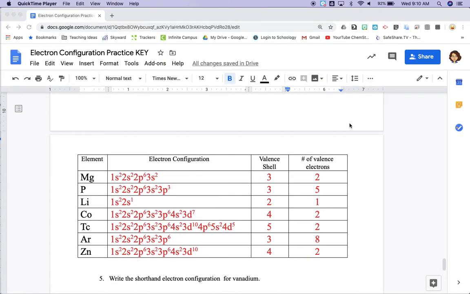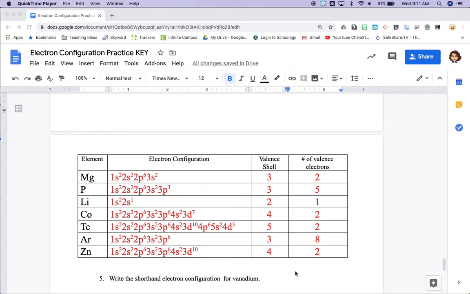Here are your answers. Take a minute, check your electron configurations, as well as your valence shell and your number of valence electrons. Remember that sometimes the number of valence electrons is not necessarily the last term in the electron configuration. For example, cobalt, your last term is a 3d7. However, the valence electrons are in the 4th energy level. And sometimes for things like phosphorus, you have to add up 2 pieces of the electron configuration, this 3s2, 3p3. They're both part of the 3rd energy level for a grand total of 5 valence electrons.